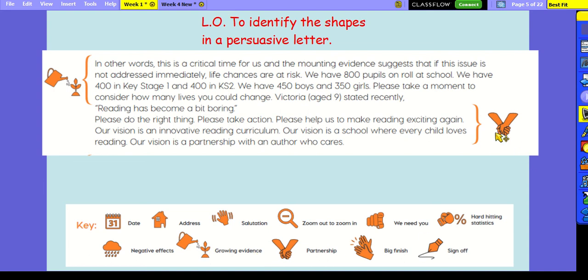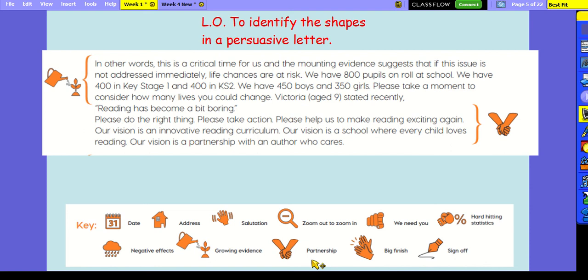Our next shape is partnership. So we are telling our author that we want to work together with them in a partnership together. Please do the right thing. Please take action. Please help us to make reading exciting again.